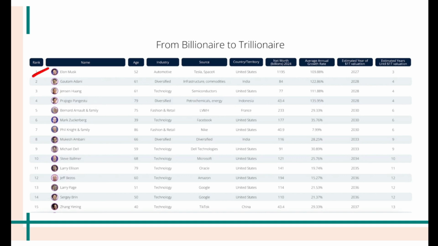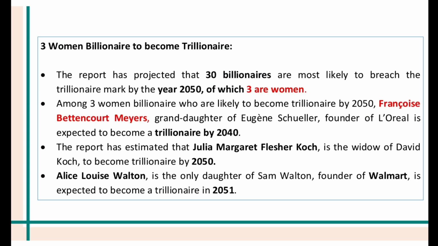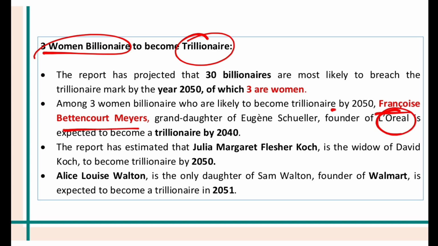And Elon Musk is number 1, Gautam Adani number 2, Jensen Huang is number 3, and these people can become trillionaires. So in fact, Elon Musk can become trillionaire by 2027 itself, and Gautam Adani, Jensen Huang, and there is an Indonesian petrochemical energy giant magnate called Prajogo Pangestu can also become a trillionaire by as early as 2028. And 3 women can also become trillionaire. So the most likely to become a trillionaire is Françoise Bettencourt Meyers. She is the owner of a French beauty company, L'Oreal, and she can become a trillionaire by 2040.